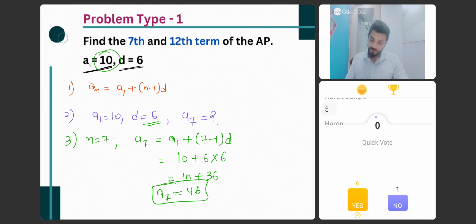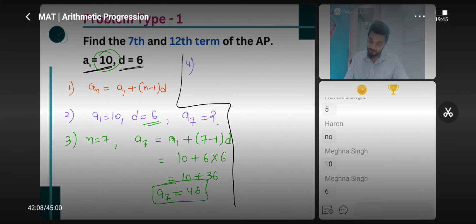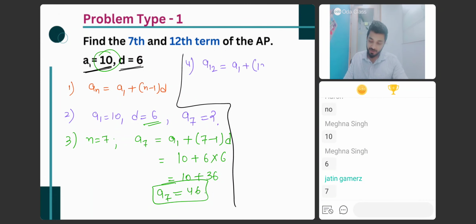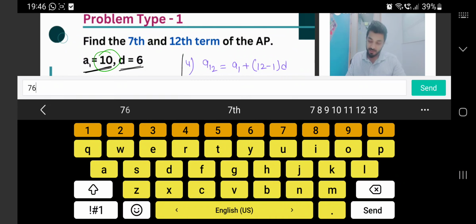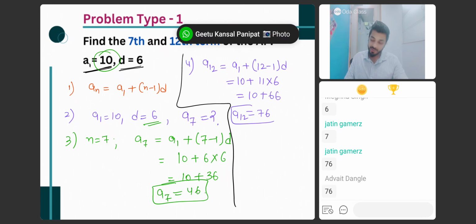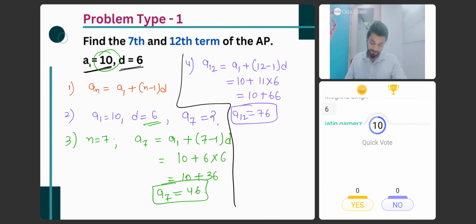Okay. So those who have understood, now can you try and find out the value of A12? Yes. What will be the value of A12? So A12 will be, again, let's write down the formula, A1 plus 12 minus 1 times D, right? A1 is your 10 and this is 11 multiplied by 6. So 10 plus 66, that means simply 76. So the 12th term in this sequence will be 76, right? Clear, everyone?